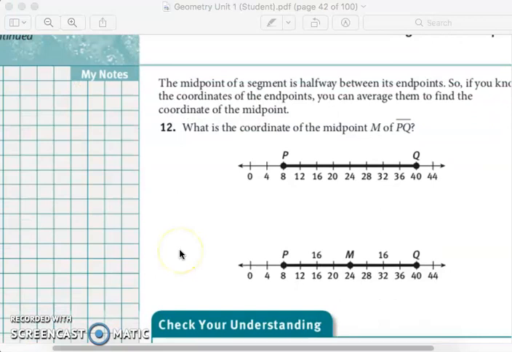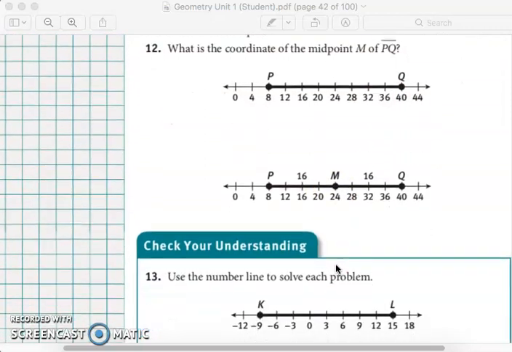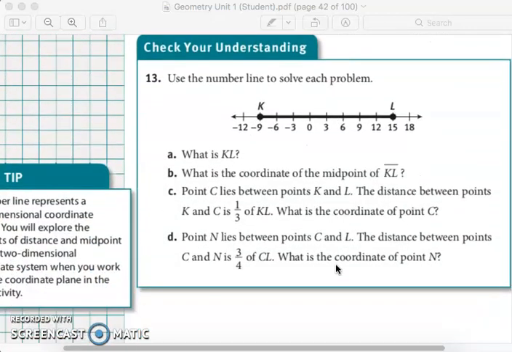That's what it tells us right here. The midpoint of a segment is halfway between its endpoints. So if you know the coordinates of the endpoints, just average them to find the coordinate of the midpoint. So right here, we can add 8 and 40 to get 48. And 48 divided by 2 is 24. So that's the midpoint right here, M, of that segment. All right, so go ahead and pause the video and try this, check your understanding, A, B, C, and D, and then we will go over them.